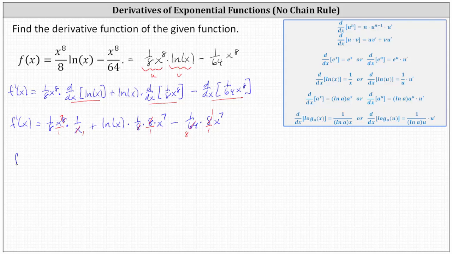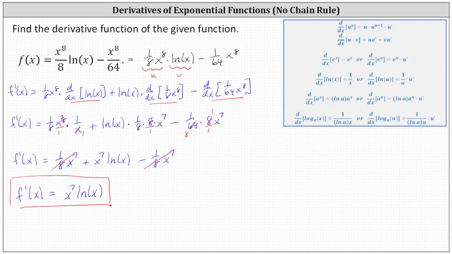This gives us f prime of x is equal to 1/8 x to the 7th plus x to the 7th natural log x, and then minus 1/8 x to the 7th. Notice the first and last terms are opposites and simplify to 0, giving us our final derivative function f prime of x equals x to the 7th times natural log x. I hope you found this helpful.